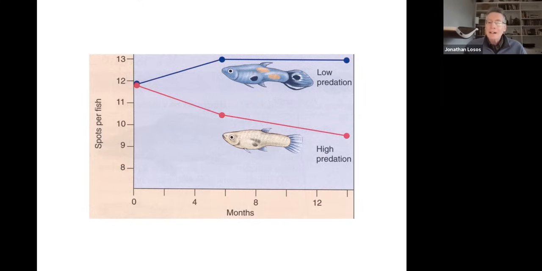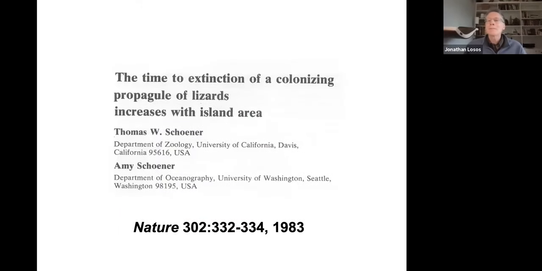A few years later, while I was a graduate student in Berkeley doing comparative studies on Anoles lizards, I came across this paper by Tom and Amy Schoener, where they had done experiments in the Bahamas. What they did was that they found that on small islands in the Bahamas, there were no lizards. Everywhere else, there were Anoles lizards, except on the tiniest islands. And so they had the idea, let's put lizards on these tiny islands and watch them go extinct to understand something about the extinction process, something we still need to know about today.